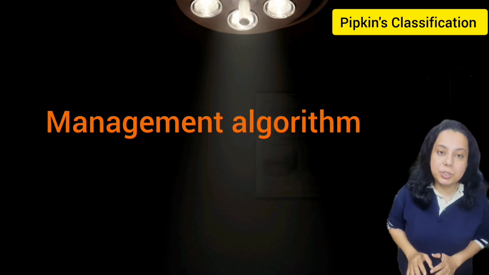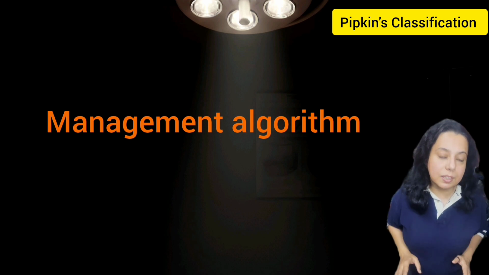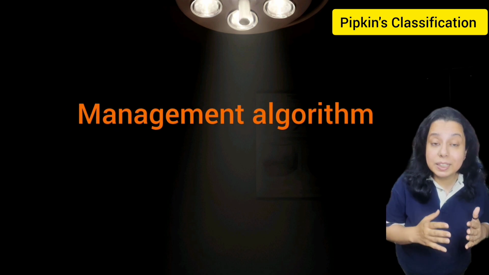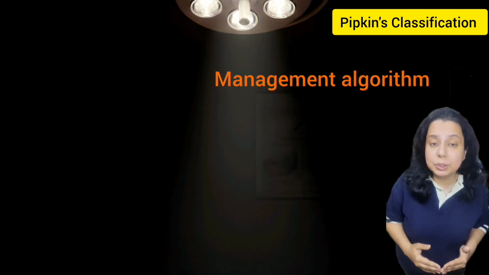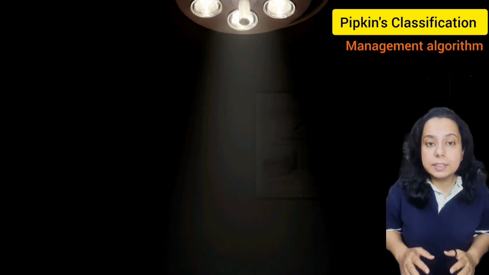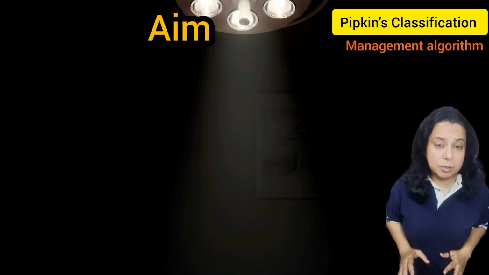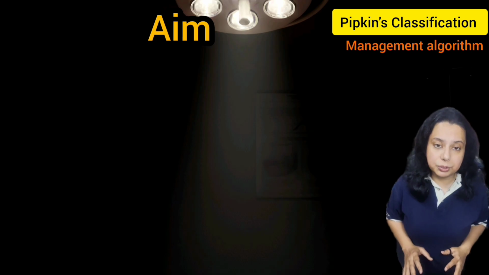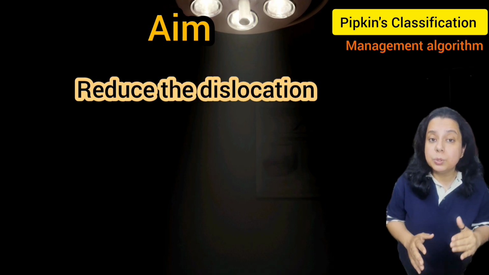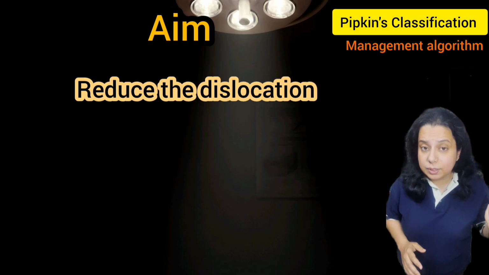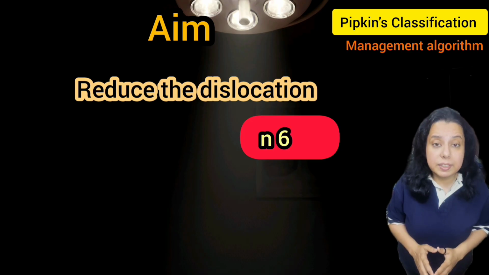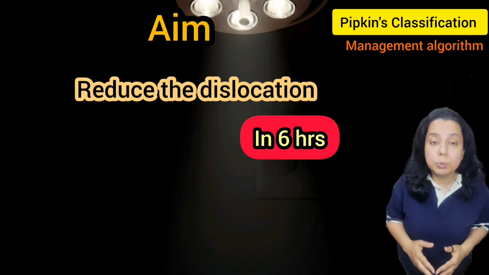Pipkin's classification is one of the most logical classifications by far because each type actually guides you how to manage it further. Let us look at the overall aim of management in femoral head fractures. The primary aim is to do an early reduction of the dislocation. Now, it is strongly advised that the hip must be reduced within 6 hours.